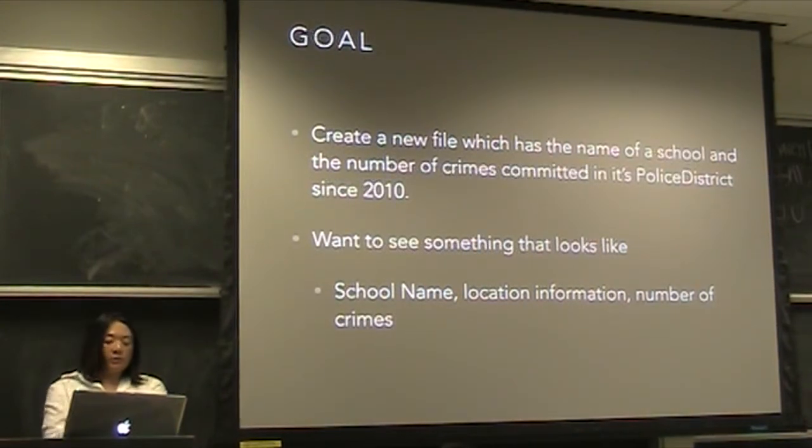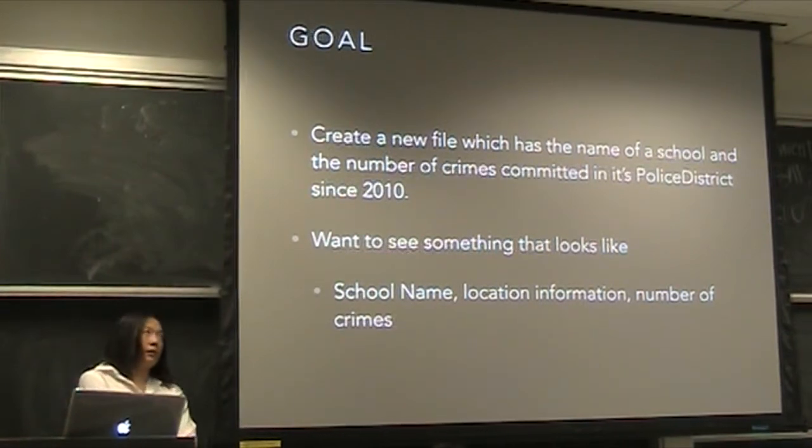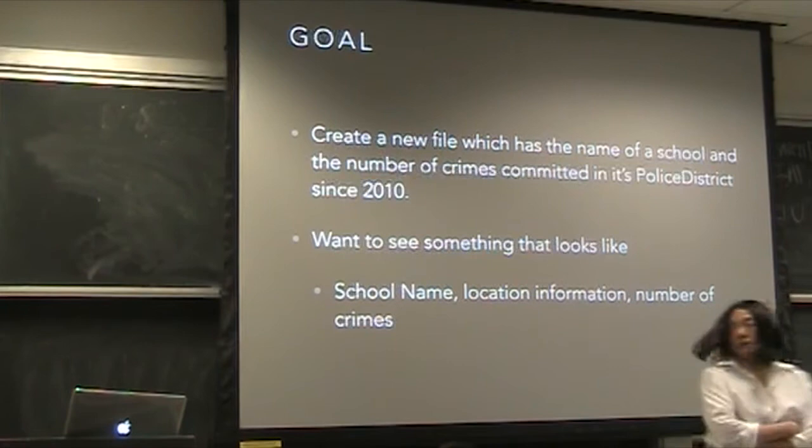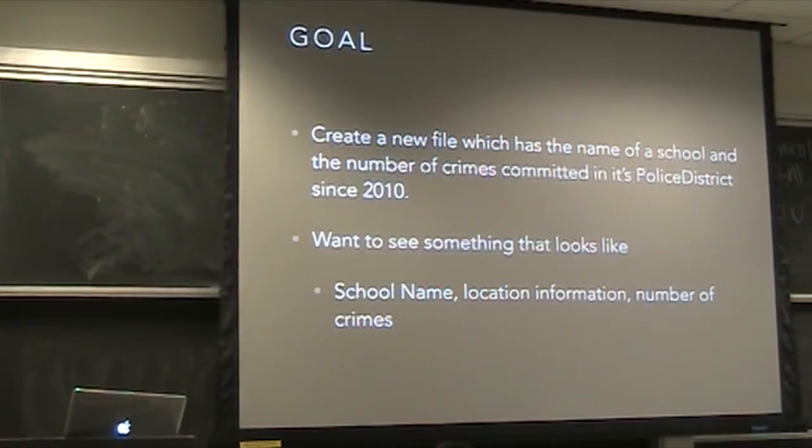The goal here, looking at this picture, would be to create a new file. So this is what I'm going to do for you. I'm going to show you a match merge. We're going to create a new file that basically is a school data set. It's a lot smaller. And what I want is the number of crimes committed in its police district. So if a school exists, there's a police district that it sits in. And I want to know how many crimes occurred in that police district. So really, I'm wanting a school data set with some additional crime information attached since 2010.